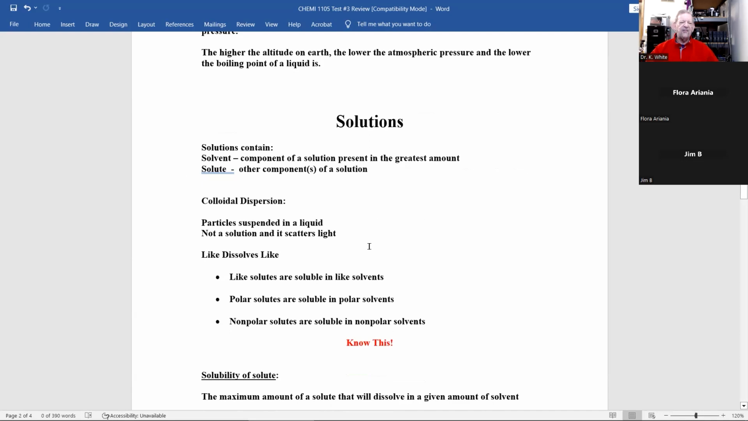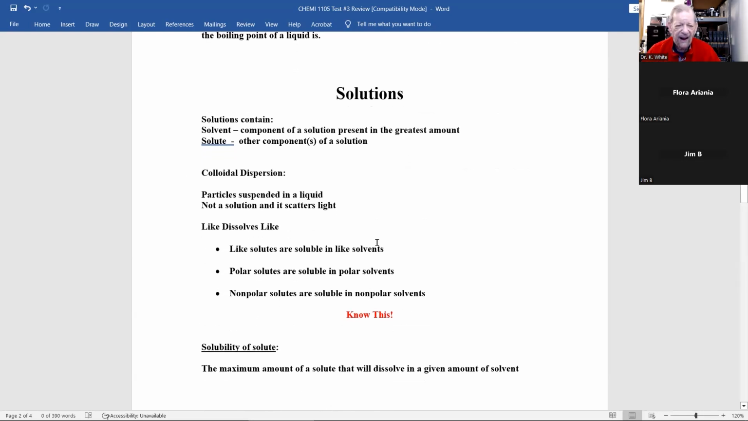All right, next I talked about solutions. And you should know a solution is a mixture of two or more substances which each retain its own chemical identity. And in a solution, the component present in the greatest amount is called the solvent. All other components are called solutes.